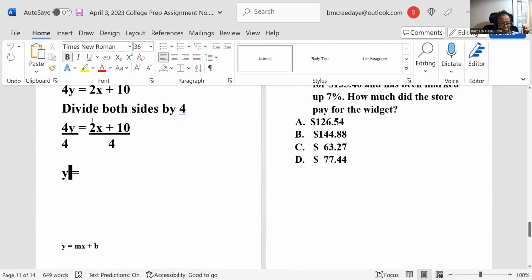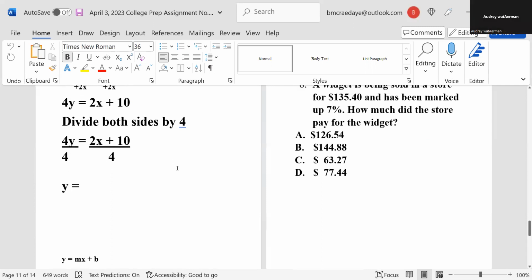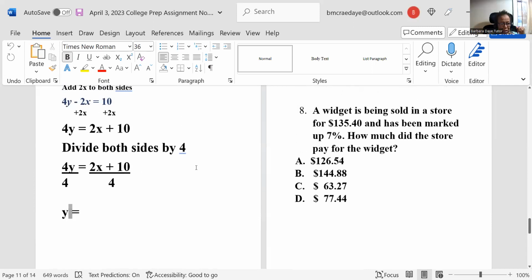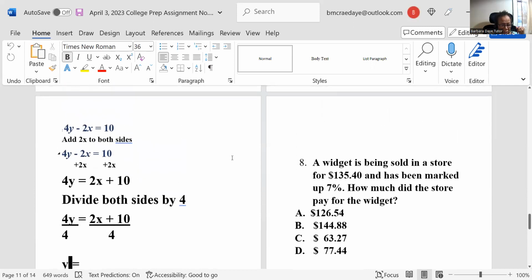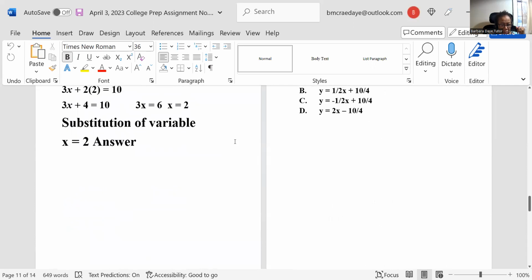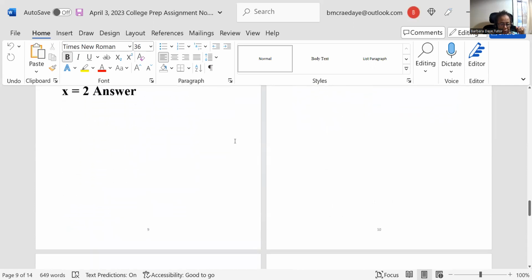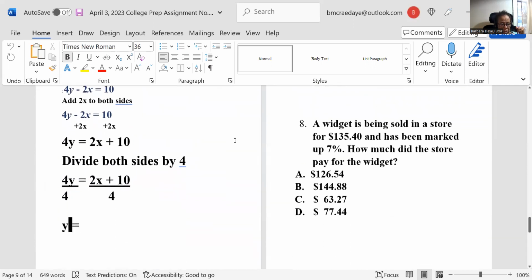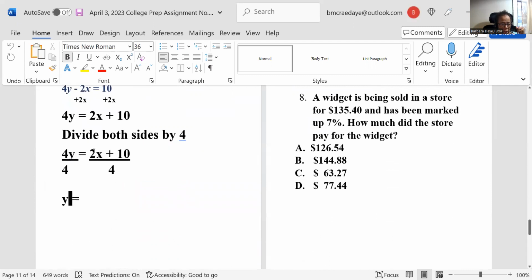Because we have to divide each one of these by 4, right? Yes. So what's 2x over 4? 2 over 4 is what? It's just left with the 10 over 4. Okay, so 2x over 4 is what, Audrey? It's a half, that's right.